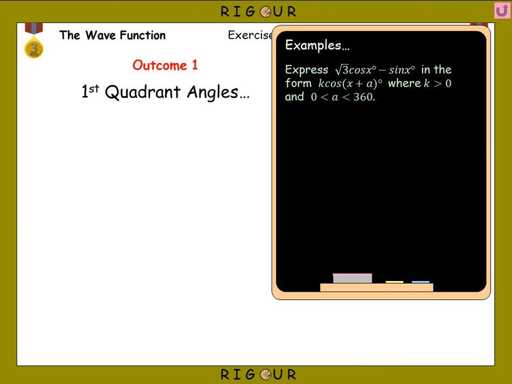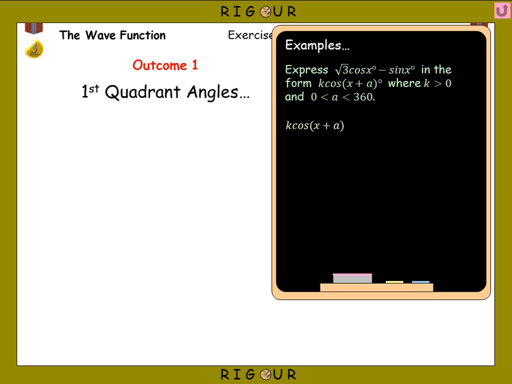So our typical wave function question will be as follows. Express root 3 cos x minus sin x in the form k cos(x + a), where k is greater than 0 and the angle a lies between 0 and 360. So normally when you see an expression with cos x and sin x in it, that's usually a hint that it's going to be the wave function.